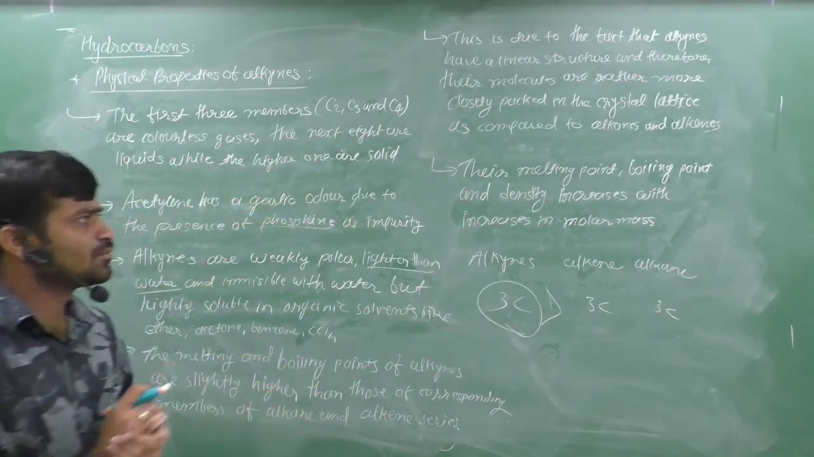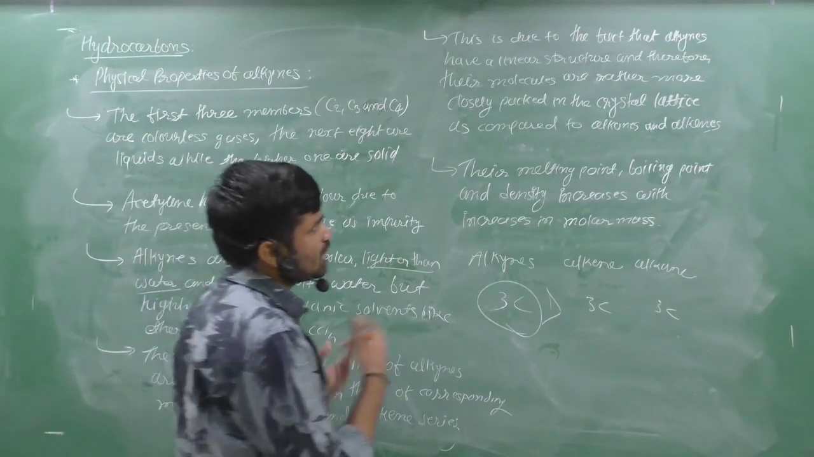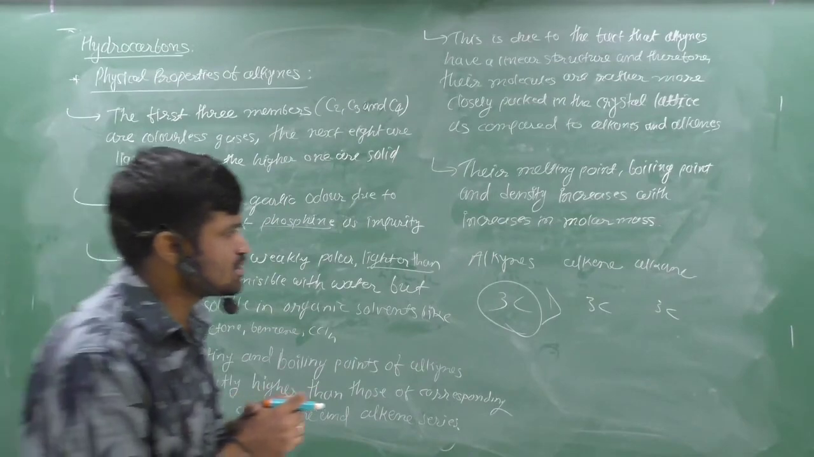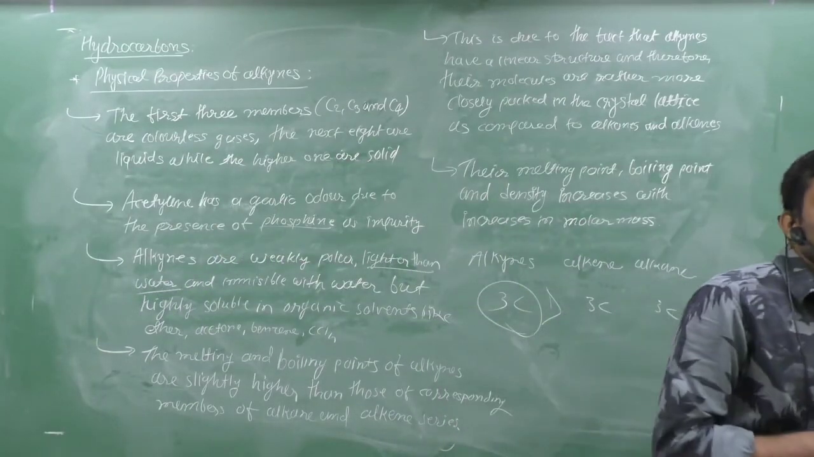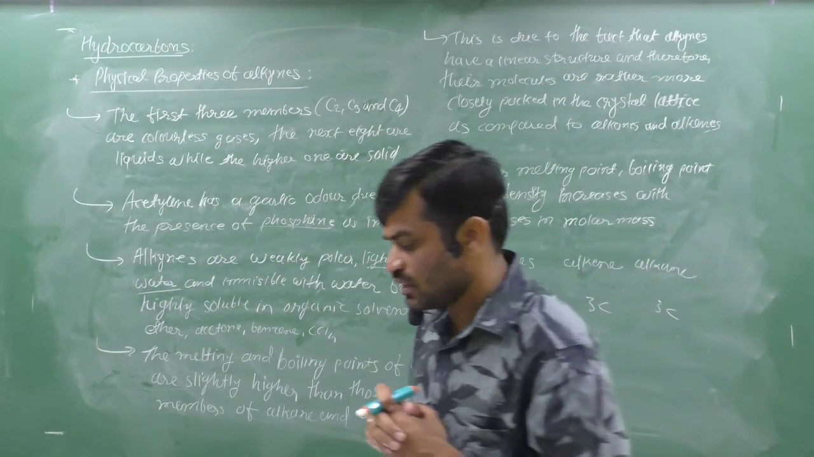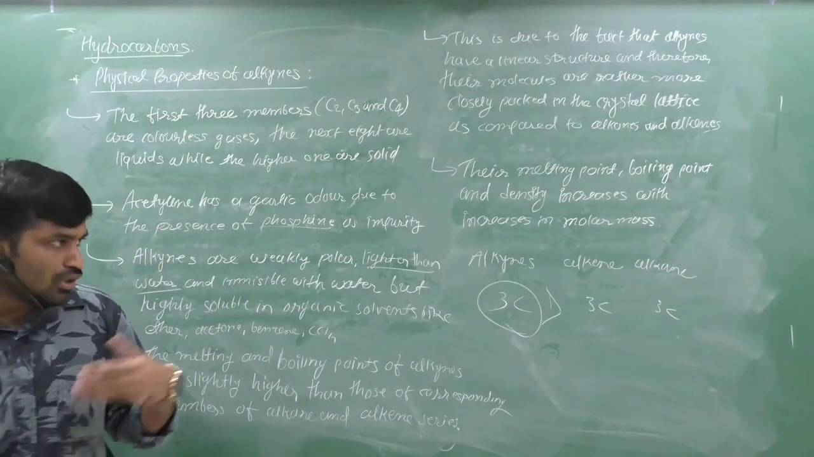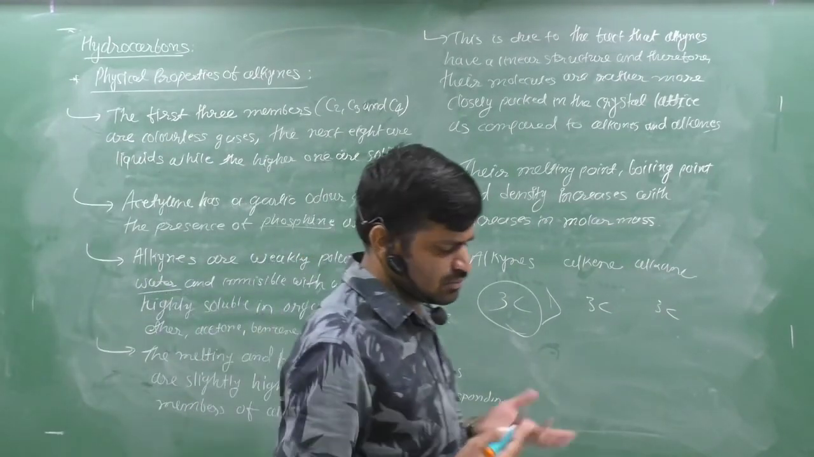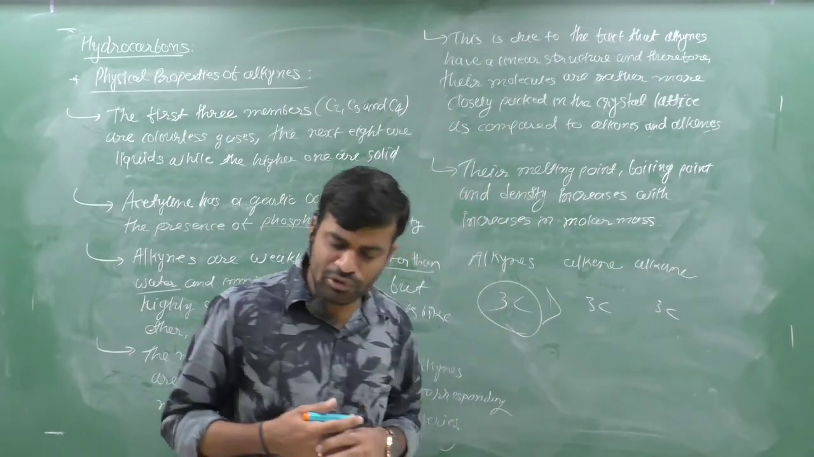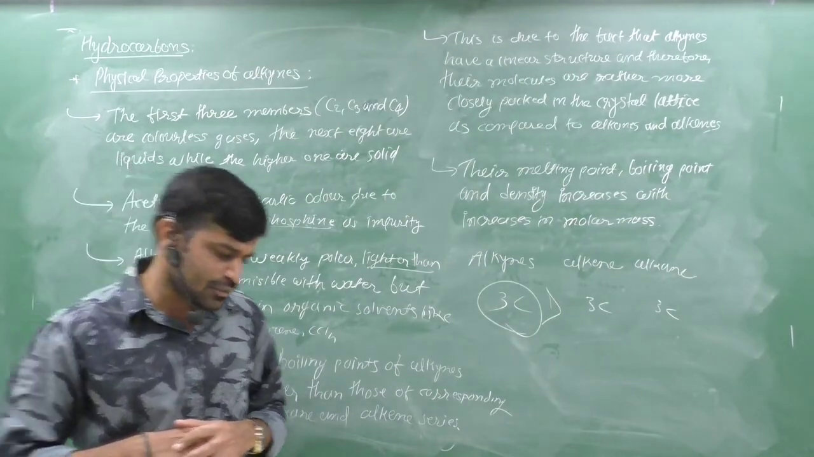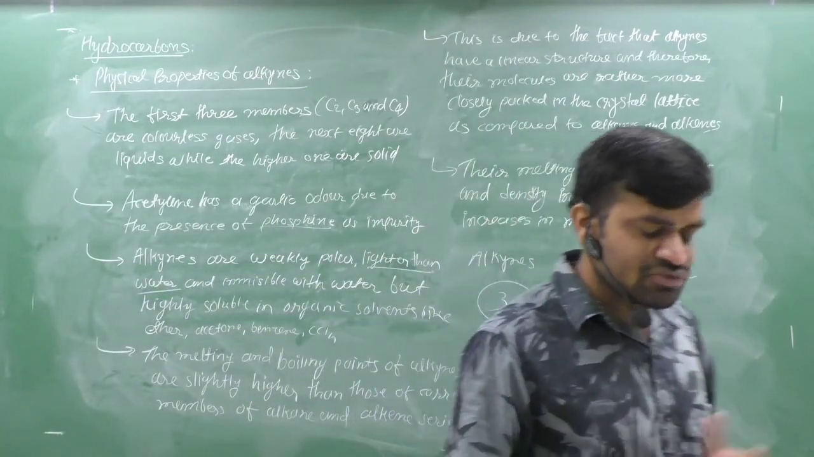in the solid state. Now next one, their melting point, boiling point and density increase with molecular mass. If we compare the melting point, boiling point and density in the alkyne series, as molecular mass increases, density, melting point and boiling point increase through the alkynes. So these are the physical properties of alkynes, which you can remember.